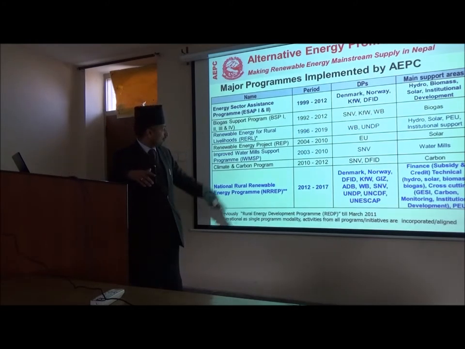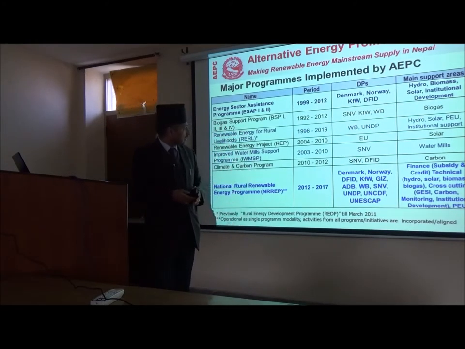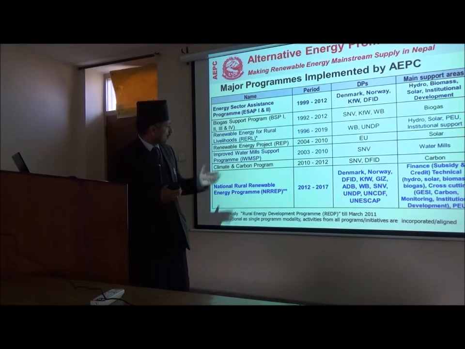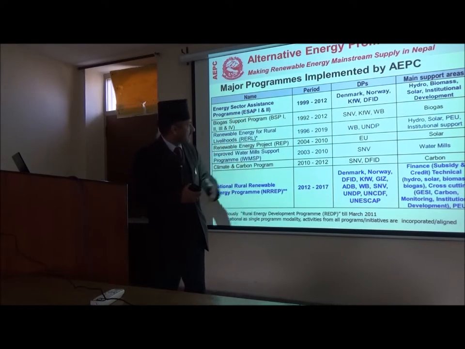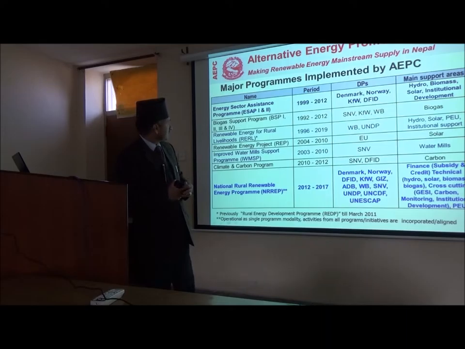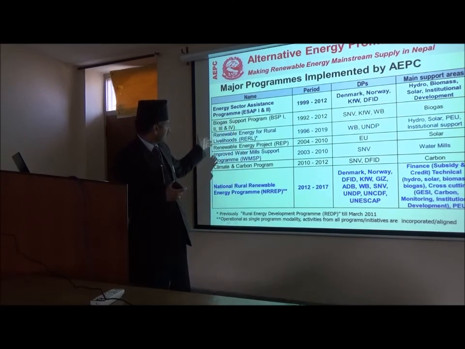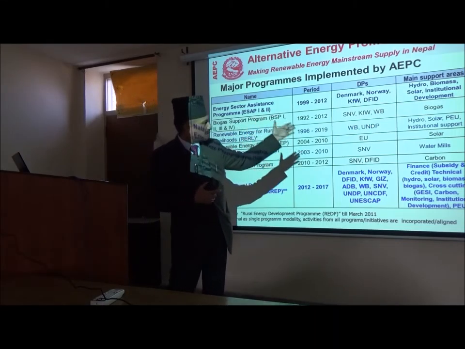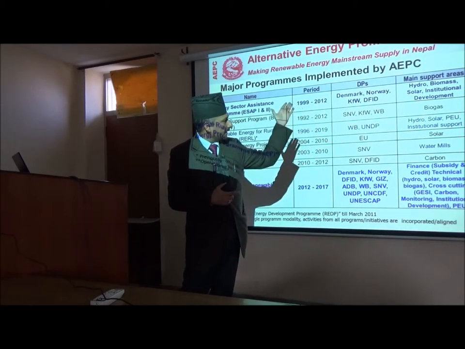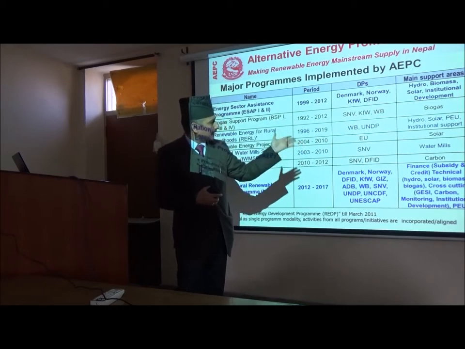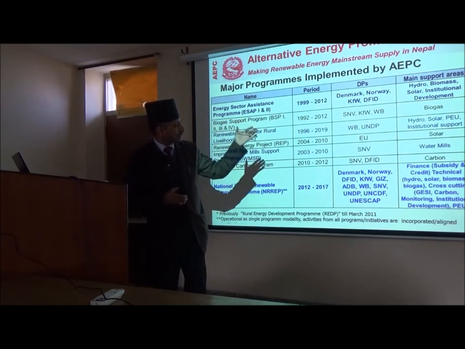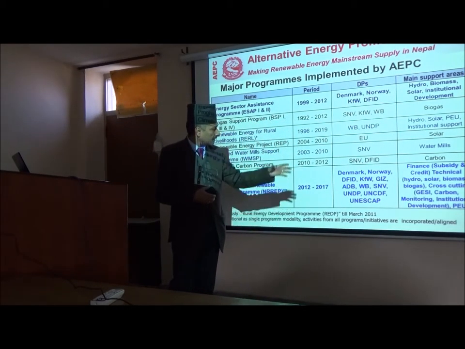This slide is just to show you the trend. We initiated the energy sector assistance program in 1999, then biogas and renewable energy projects with different donors. Our intervention areas are hydropower, solar, biogas, productive end use, institutional water mill, carbon and climate.